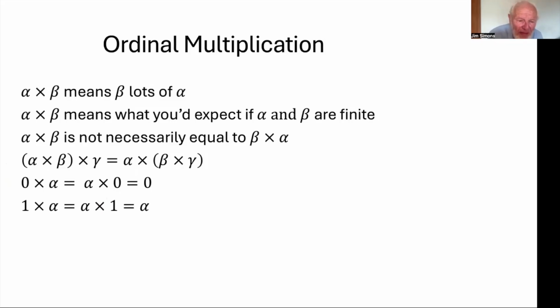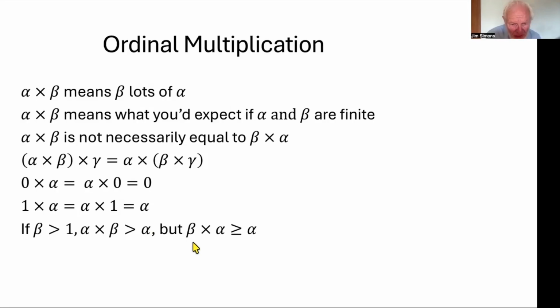Similarly, 1 times alpha and alpha times 1 is just alpha. So alpha times 1 is alpha lots of 1 dots, so that is just alpha. And 1 times alpha is just 1 alpha. So if beta is bigger than 1, if you multiply alpha by beta on the right, it definitely gets bigger. But if you multiply it on the left, it doesn't necessarily get bigger. But again, it can't get smaller.